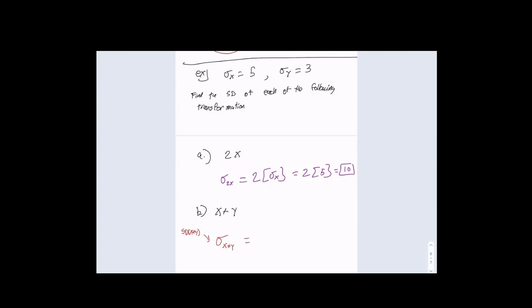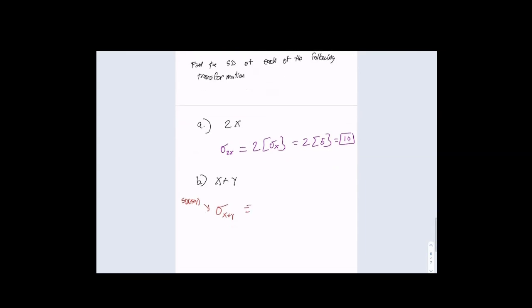So when I start this problem, I'm going to say, well, I can't directly find this. So it's the standard deviation of x plus y squared is equal to the standard deviation of x squared plus the standard deviation of y squared.